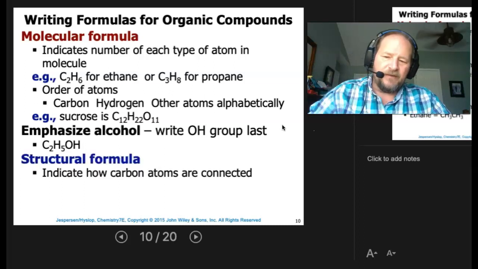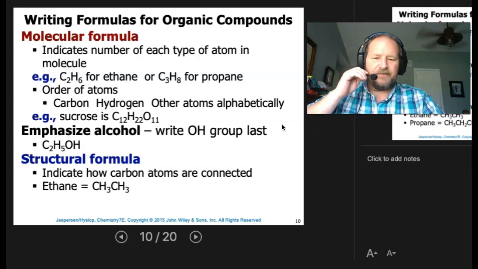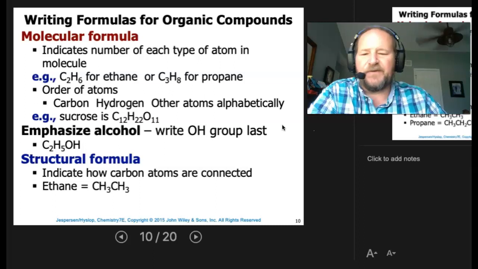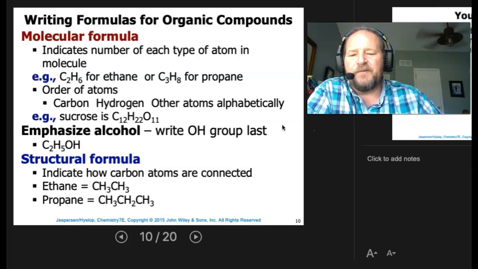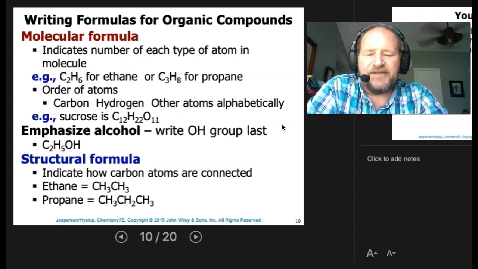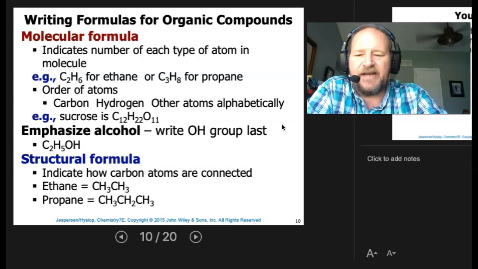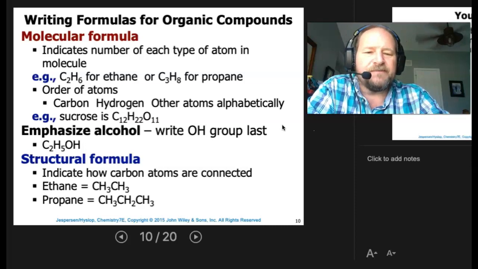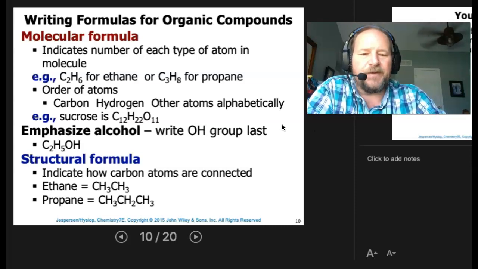And a structural formula will indicate how many carbons are connected. So the ethane, for instance, would be CH3CH3. But propane, we showed as CH3CH2CH3. So we're isolating each one of those carbon groups, right? And we call this a condensed formula.